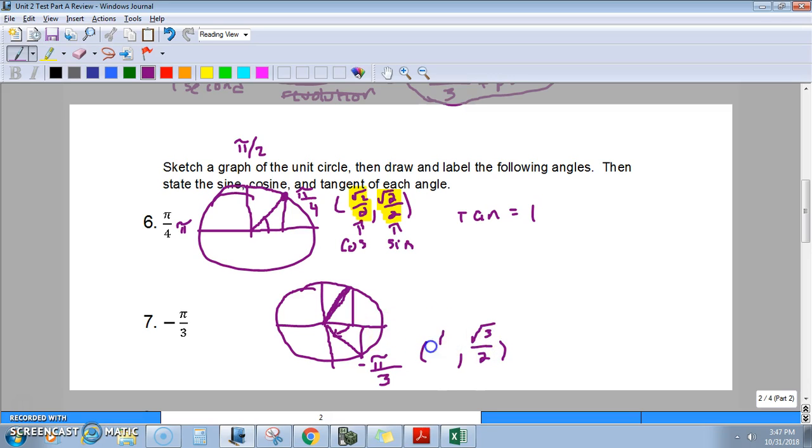And the cosine will be 1/2. Oh, except one of these is negative, it's the sine, so negative this. And the tangent is going to be, like I said, you should just be able to look on your unit circle to find this part of it.